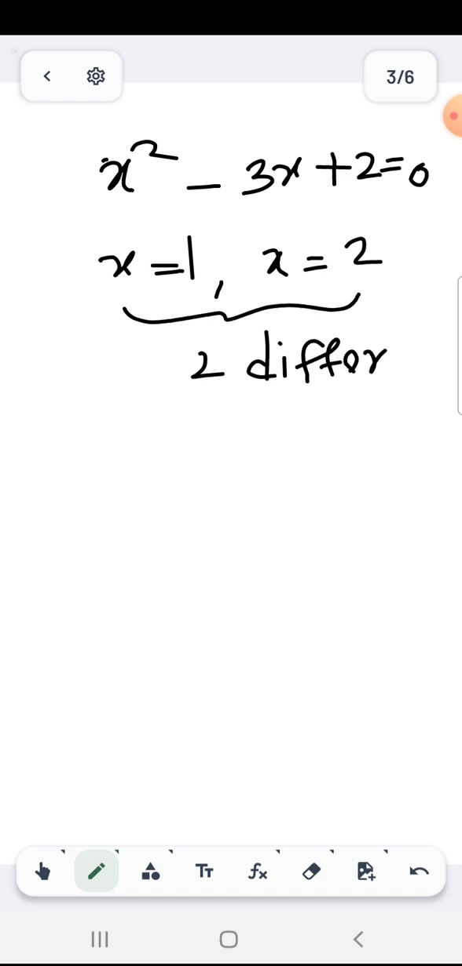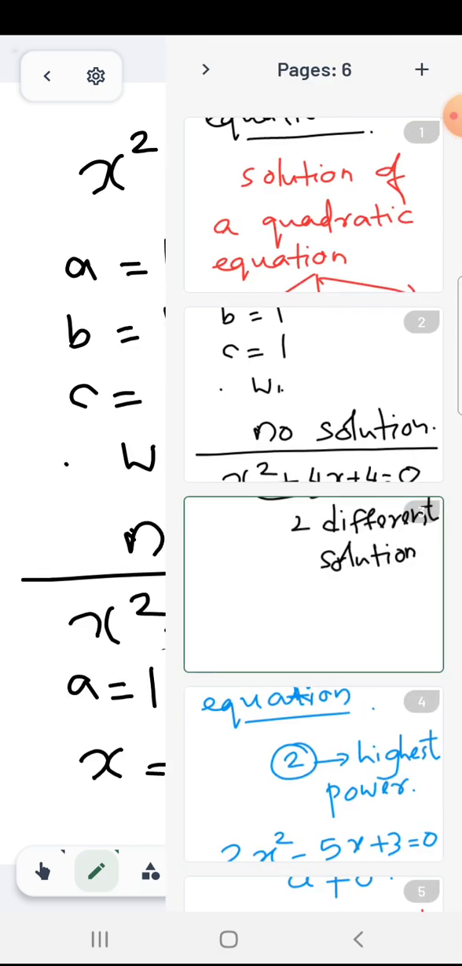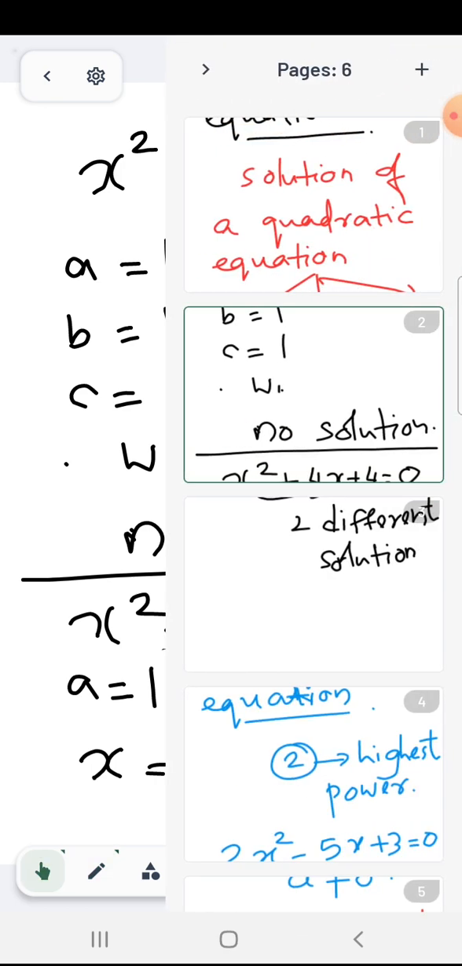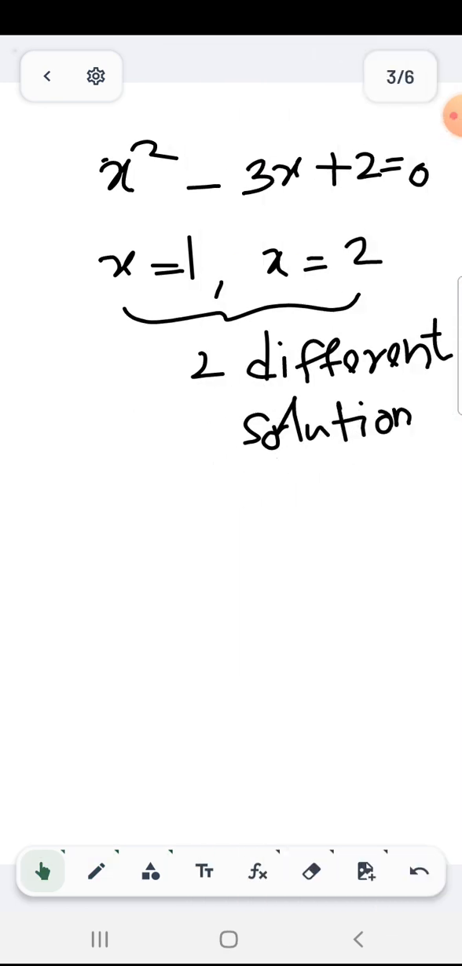This solution we get after solving only, but without solving, how to find the solution? That is what we are going to study in how to find the nature of solution. Like if we have no solution, or we are going to get repeated solution, or we are going to get two different solutions, that we will predict using the concept of discriminant.